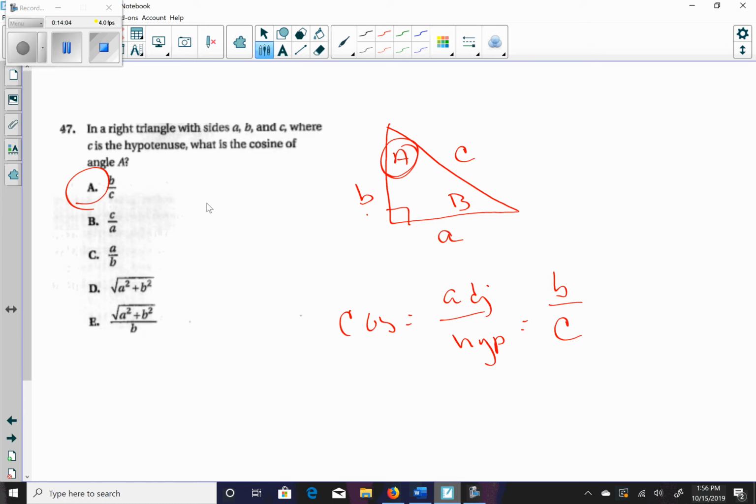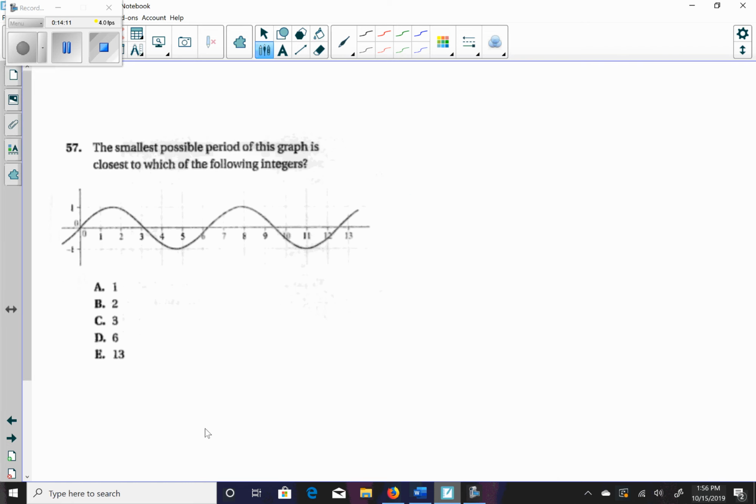And then the last one, number 57. It says, the smallest possible period of this graph is closest to which of the following integers? What a period means is how long it takes the graph to repeat itself. So since it wants to know how long it takes, probably for me, the easiest place to start would be at 0. And I'm going to see how long it takes me to draw one complete curve.